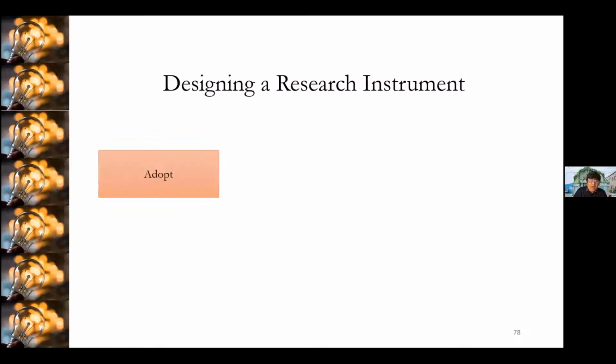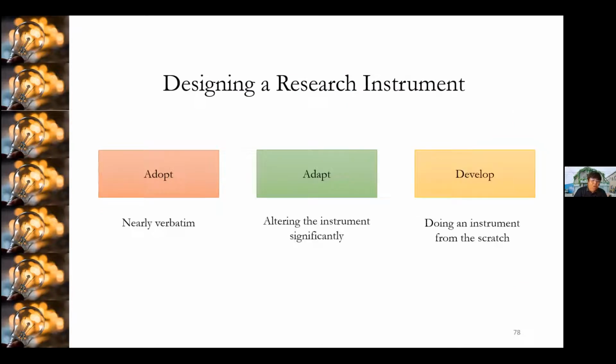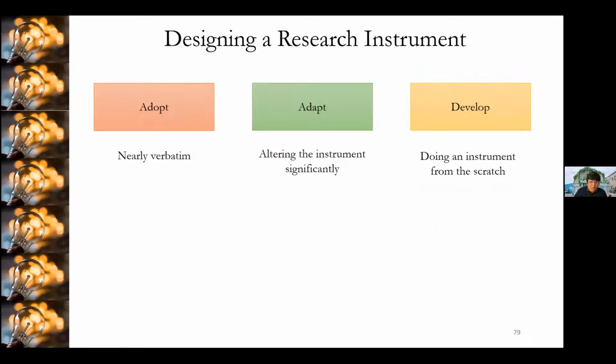Now, in designing a research instrument, as I always mention, tatlo ang posibleng mangyari dyan. Adapt with O, it means you will be doing an instrument nearly verbatim from the source or from the adapted source or sources. Number two, it can be adapt with A. It means you will be adapting with A yung mga prior studies kasi nga may existing, but you're going to alter the instrument significantly. And of course, develop naman, it means you're going to do an instrument from the scratch. Like for example, kung wala talagang measurement do sa variable na gusto mong i-measure. Okay? So these are the three things sa pagdi-design ng research instruments.